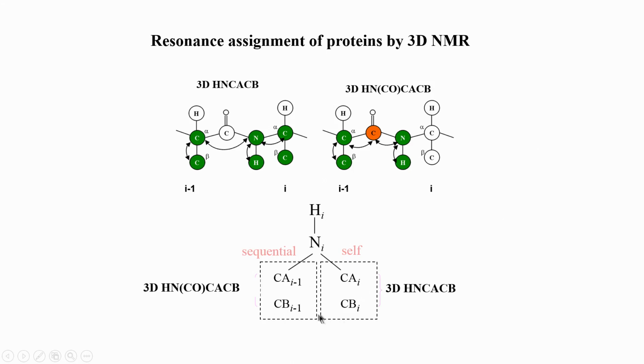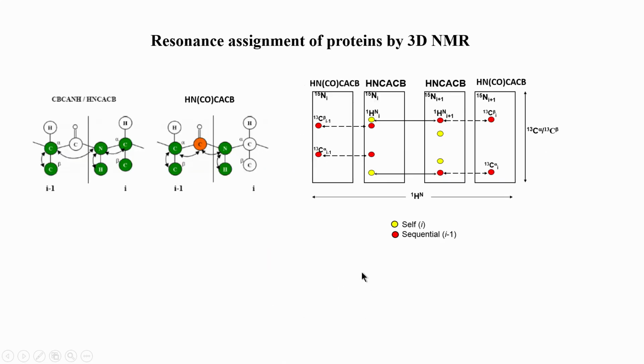The reason these experiments are important is because C beta carries a lot of information on amino acid type. We will see that shortly, and therefore, we can identify the spin system which was missing in the HNCA. So, how do these two work? It is similar to HNCA matching.